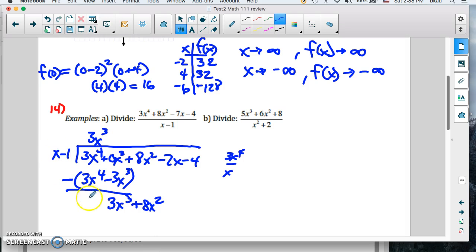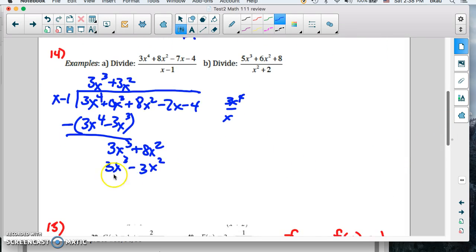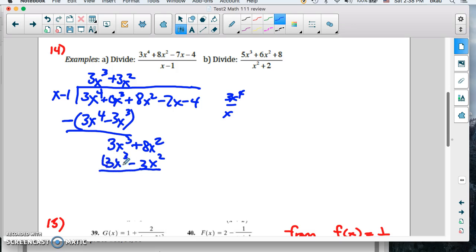We then divide this into this one. That's going to be another 3x squared. So we multiply 3x squared times x, so we get 3x to the 3rd. And 3x squared times negative 1 is negative 3x squared. We subtract. So that would be 11x to the 2nd. We bring down the minus 7x.